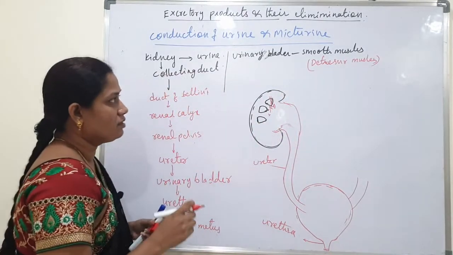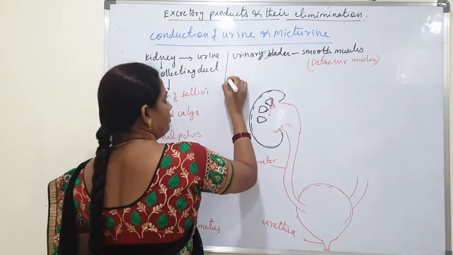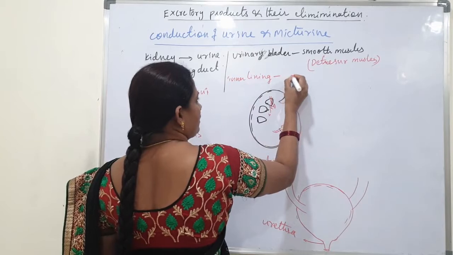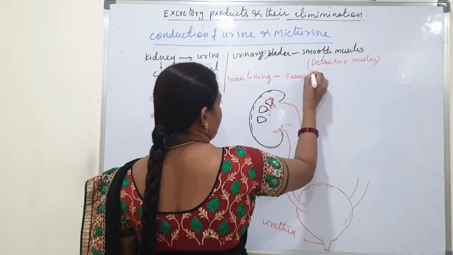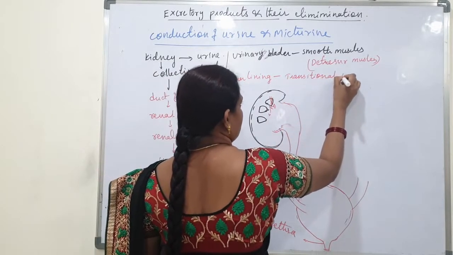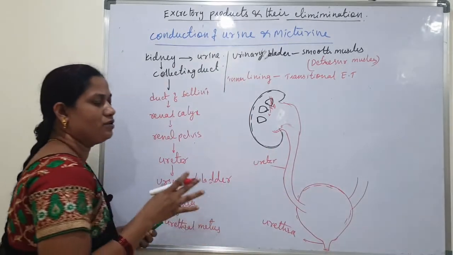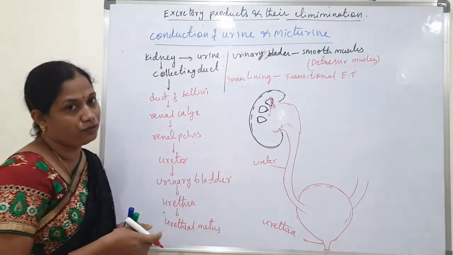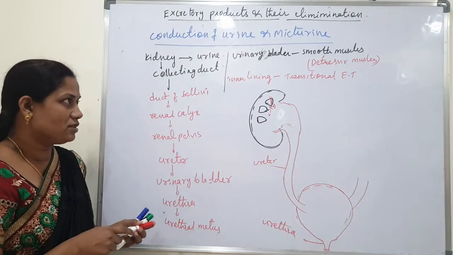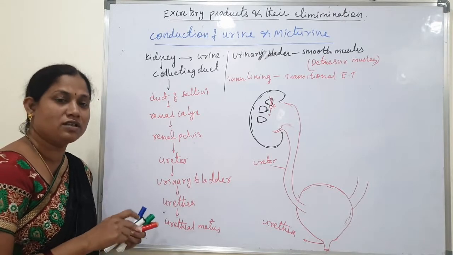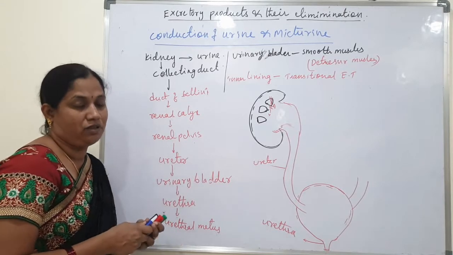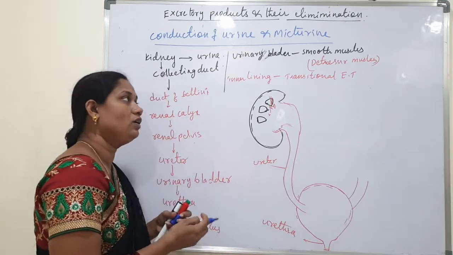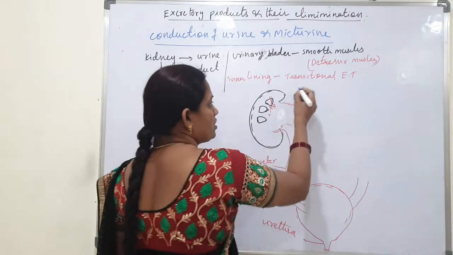Next, the inner lining of the urinary bladder is made up of transitional epithelial tissue. The urinary bladder is a bag-like structure. It helps in the storage of urine. Next, micturition. Micturition means the releasing of urine to the outside. That process is called micturition.